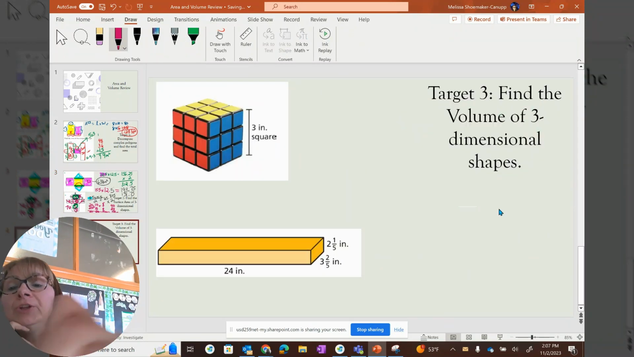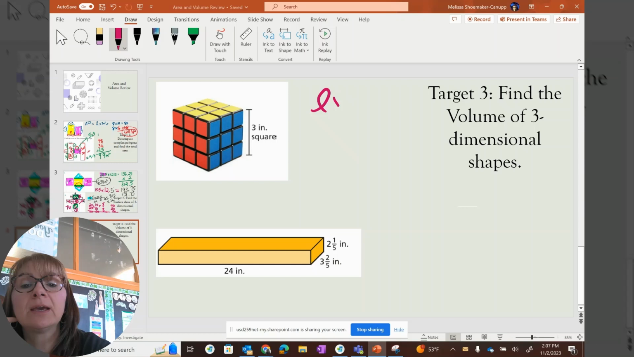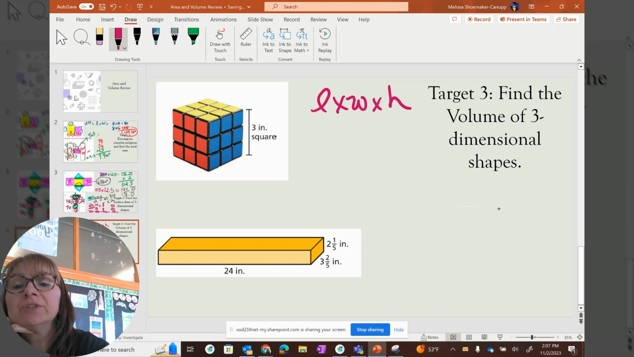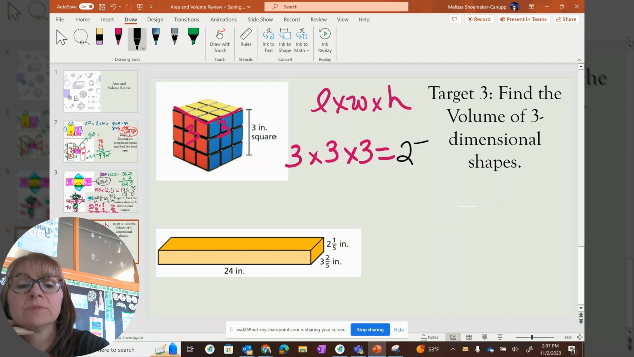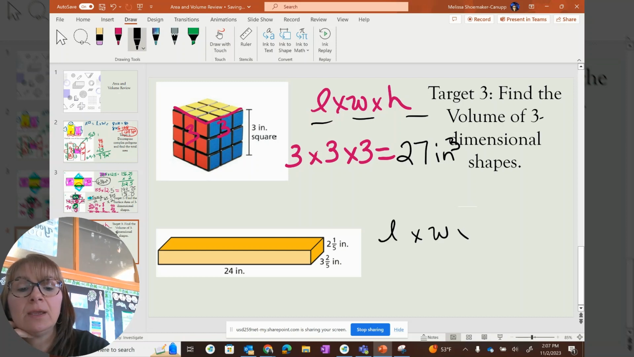Volume. Volume is where we take the length times the width times the height. So this is our calculator work. This is a cube, so I know all the measurements are the same. So I know that's going to be 3 times 3 times 3, which is 27 inches cubed, because there's 3 numbers.